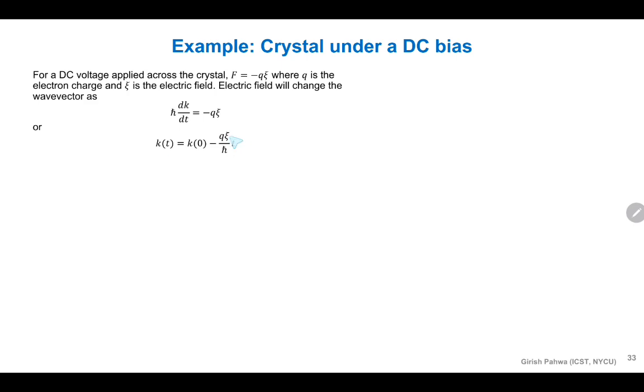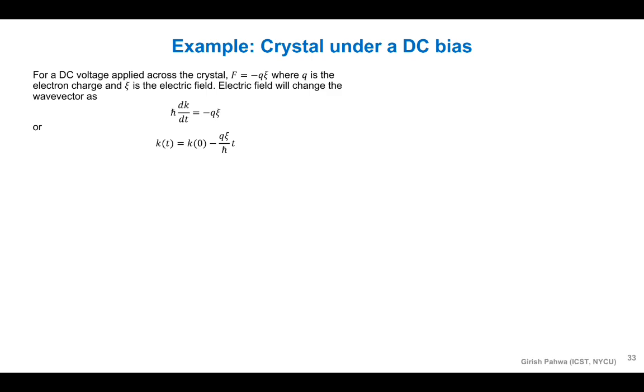If you apply the electric field, k is going to linearly change. Now assume, say, my electric field is in the negative direction. Then this negative will become positive. Q is the electronic charge, by the way. So k will increase with time. If I apply a negative direction electric field, my k is going to increase with time in the positive direction.